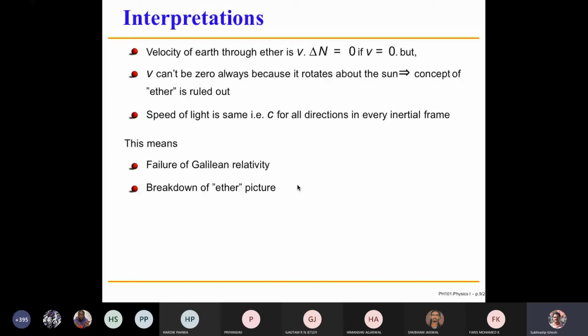And therefore, what Maxwell had found out, that the speed of light is the same, that is c, for all directions in every inertial frame, can now be acceptable. Okay, although it still raised a lot of suspicion, because this means Galilean relativity fails. According to the Galilean relativity, there is absolutely no possibility of anybody moving with a constant velocity through all inertial frames. And then, of course, the ether picture, which was so dear to the scientists, is broken down. Okay, so the Michelson-Morley experiment was kind of a milestone in the history of physics to give rise to new ideas. Okay, so what was the aftermath?